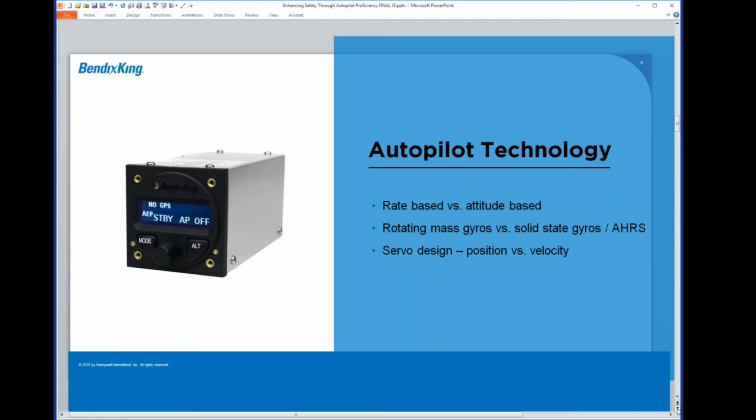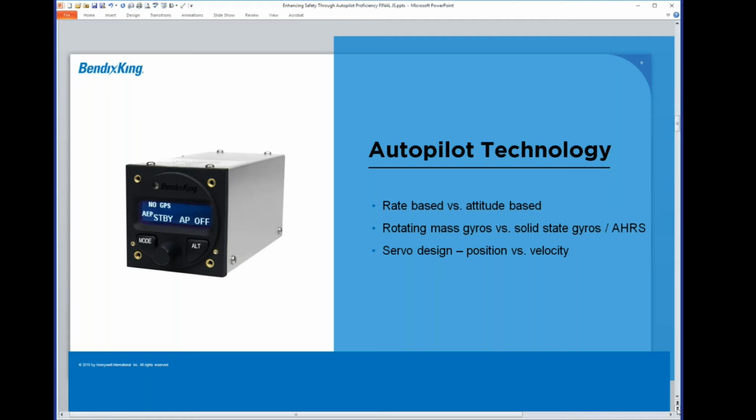Last point on this slide, servo design. Two types of servos when we think about it. One is position, one is velocity. Now, what we're talking about there is when we command from the control unit to tell a servo to move a control surface, we're doing that in response to a deviation. So let's say you're trying to be straight and level, and you get some turbulence and a wing gets lifted. You want to correct back for that.